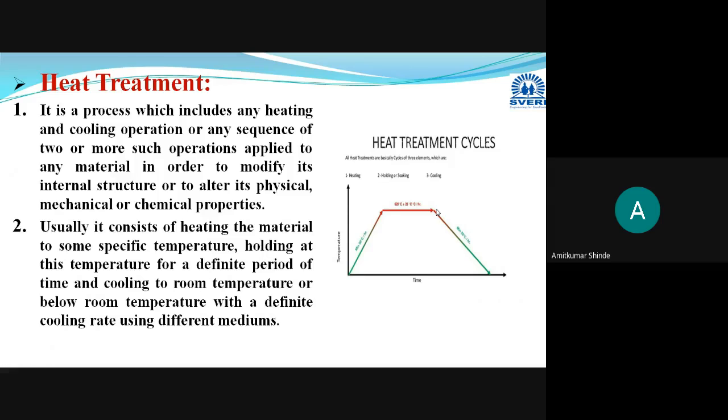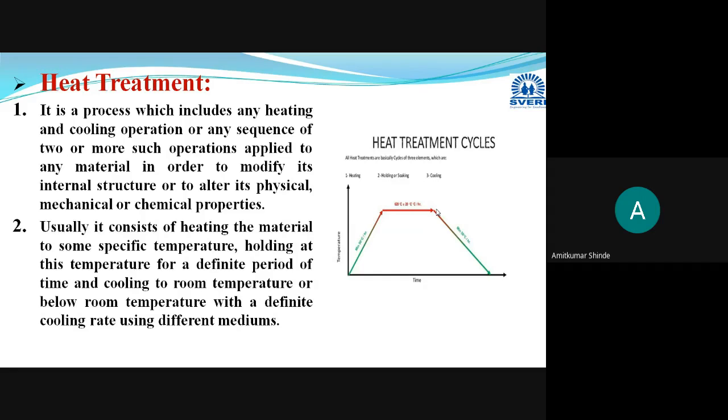Then why perform this soaking or holding process? Why is it necessary? The first aim is to get the temperature uniform throughout the component. Whichever component is there, the temperature at the center of that component and the temperature on the surface should be the same. Why should the temperature be uniform? If the temperature is uniform, whichever carbide materials are present will get dissolved.